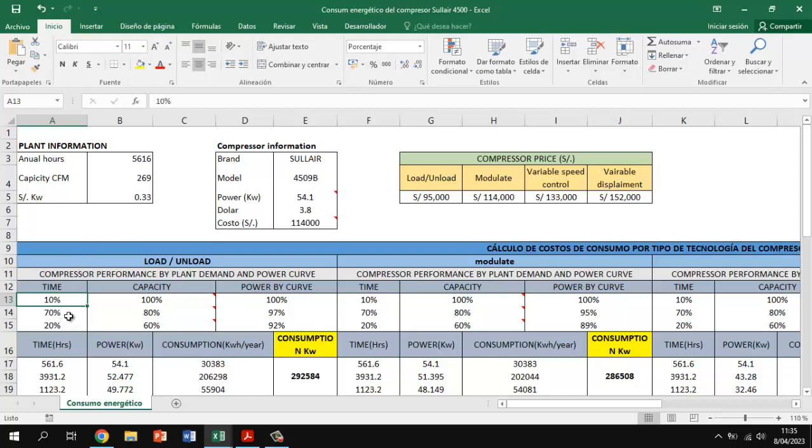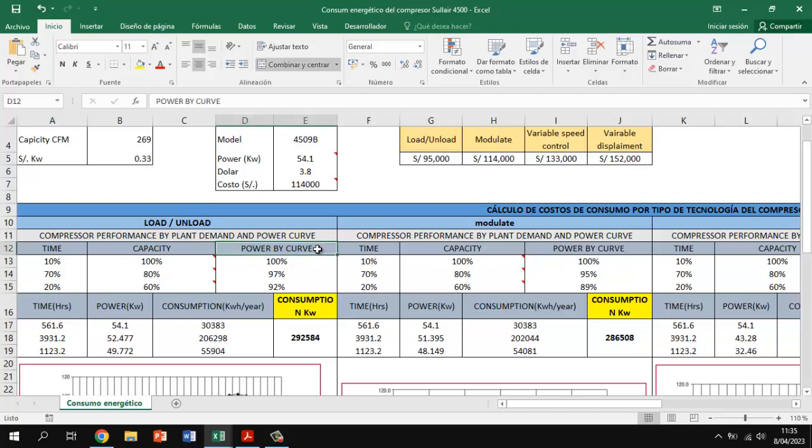70% of the time you are using the compressor or the machine at just 80% capacity, the normal work. And 20% of your working hours you are going to use the machine at 60%. Could be maybe at lunch time, or dinner. So that's the reason. It's just an example.